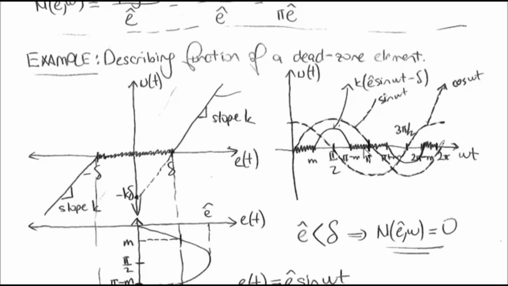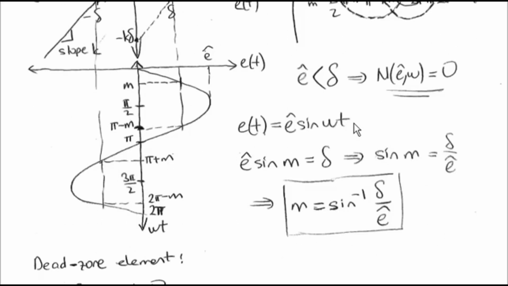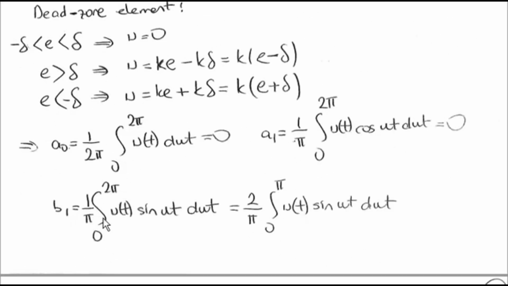This u of t is anti-symmetric, and sine is anti-symmetric with respect to pi as well. So therefore, this integral is going to be twice the integral from 0 to pi of the multiplication of u of t and sine omega t. So b1 is going to be 1 over pi, integral from 0 to 2 pi, I have u of t times sine omega t d omega t. Due to the symmetry or anti-symmetry results here, this is going to be twice the integral from 0 to pi.